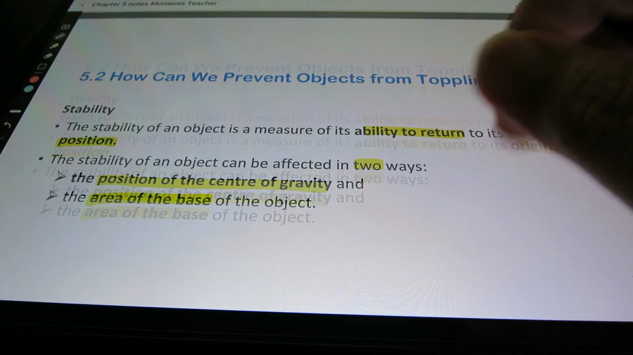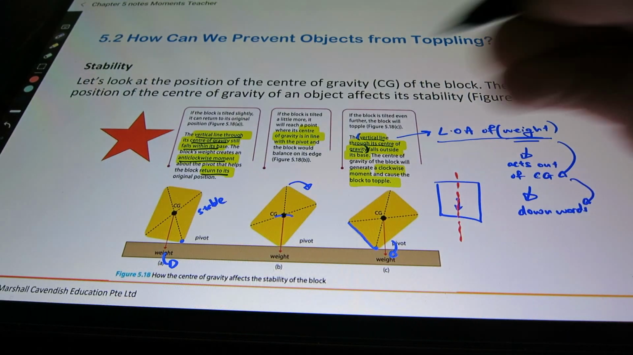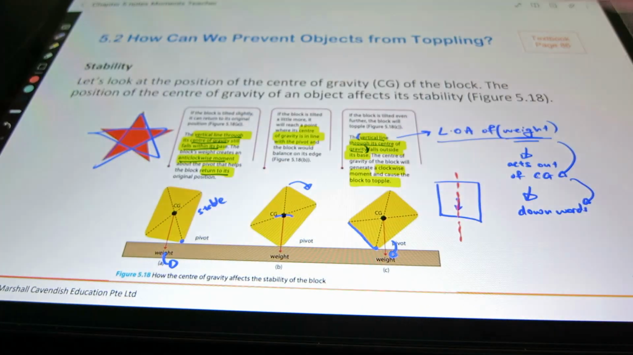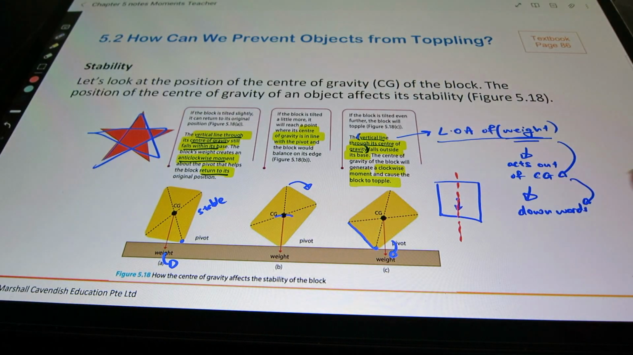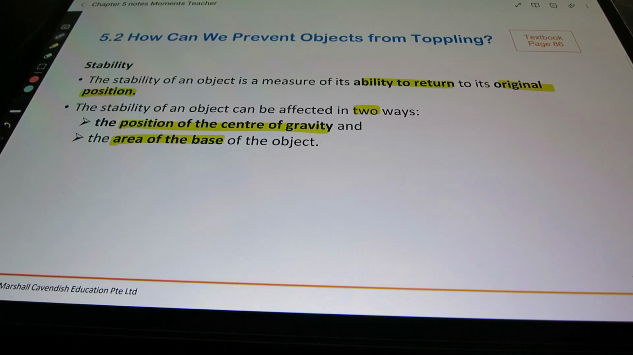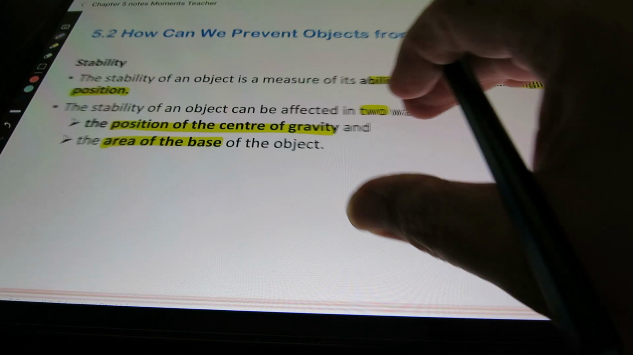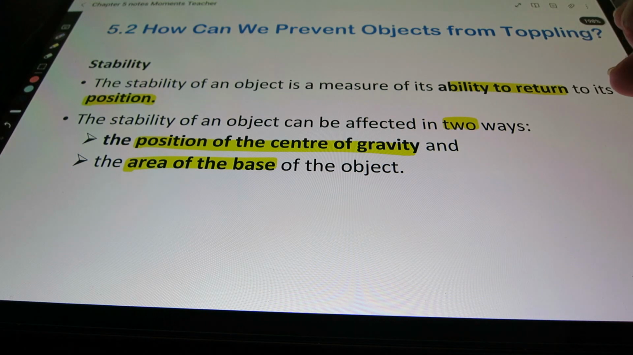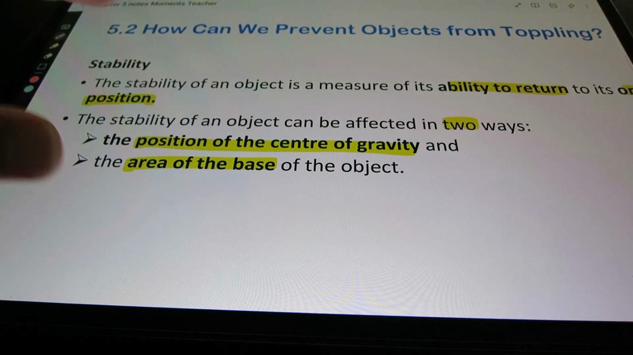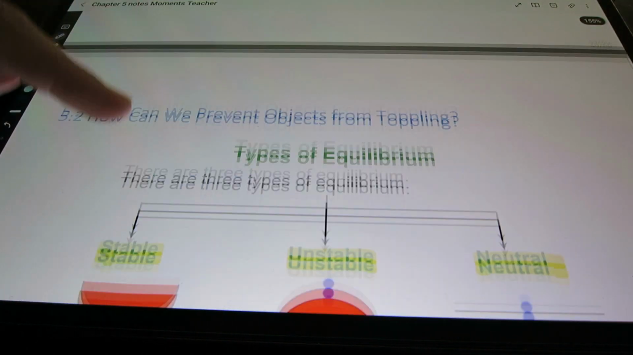So this kind of phrasing that you cover here is important. So I'll put a star here because I think you need to memorize all of the way that it is phrased. Now, the stability of an object is a measure of the ability of the object to return back to its original position. And that stability depends on two things: the position of the center of gravity and the base area of the object. So we'll explore this a little bit more.